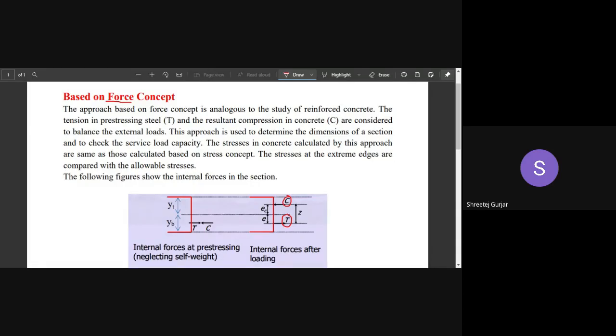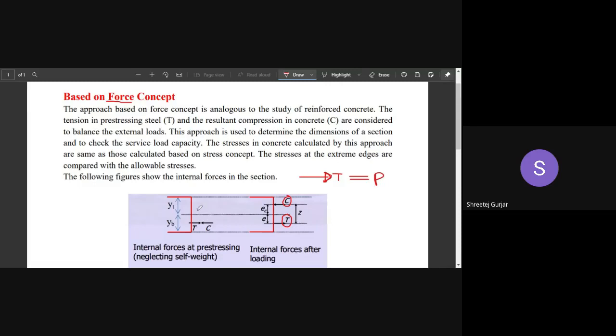The tension in the pre-stressing steel, T, is represented over here. That tension T which is developed is nothing but the pre-stressing force P that you apply. So that generates the tension force T in your steel.